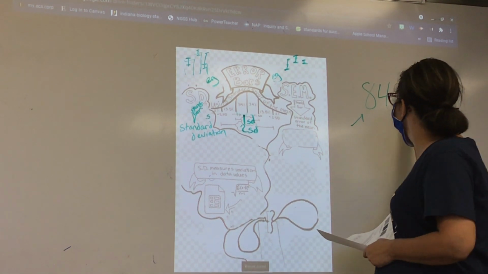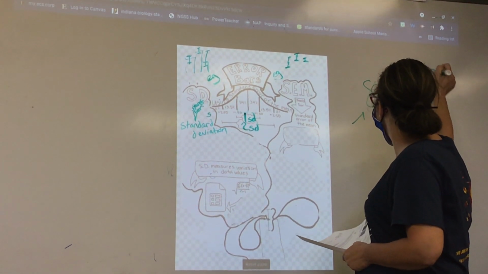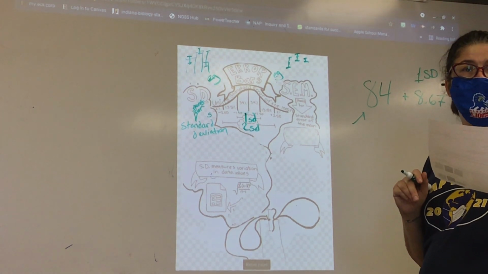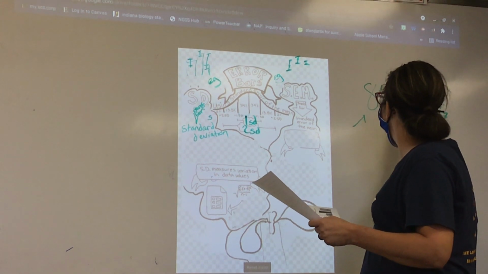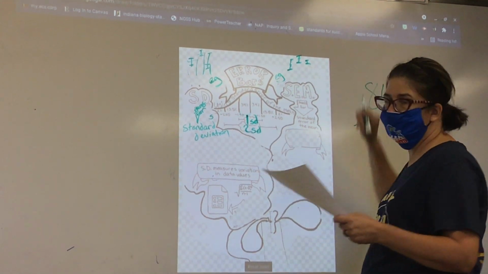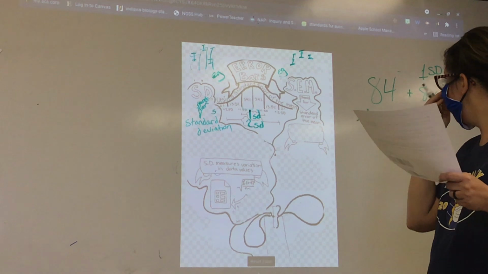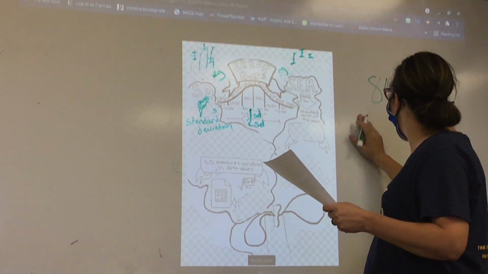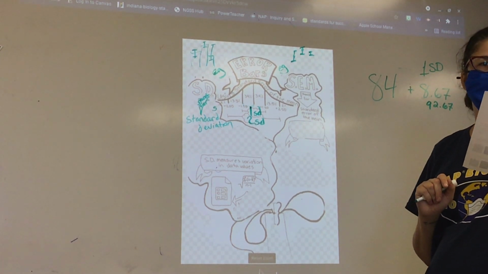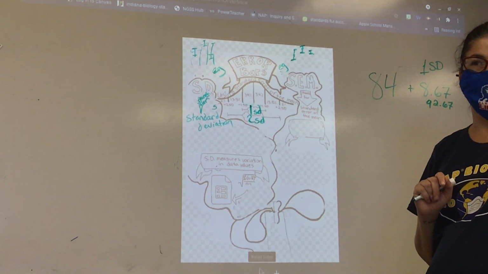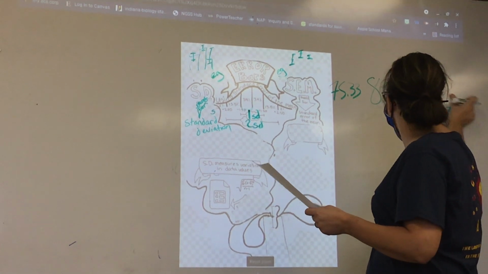What is 84 plus 8.67? This is one standard deviation. What is that value? 92.67. What is one standard deviation lower? What is 84 minus 8.67? 75.33. I'm going to get rid of this 8.67 now that we calculated it.